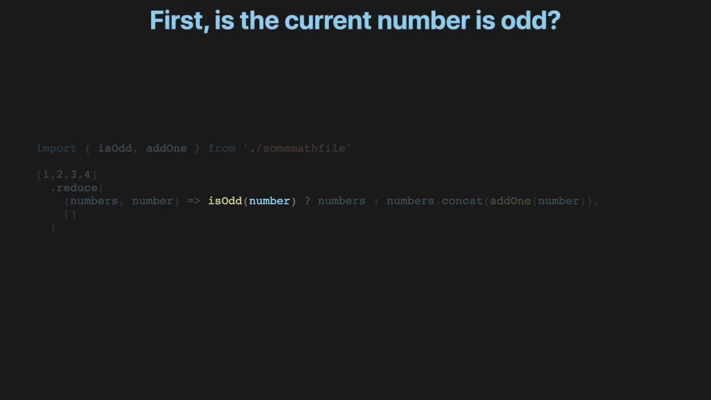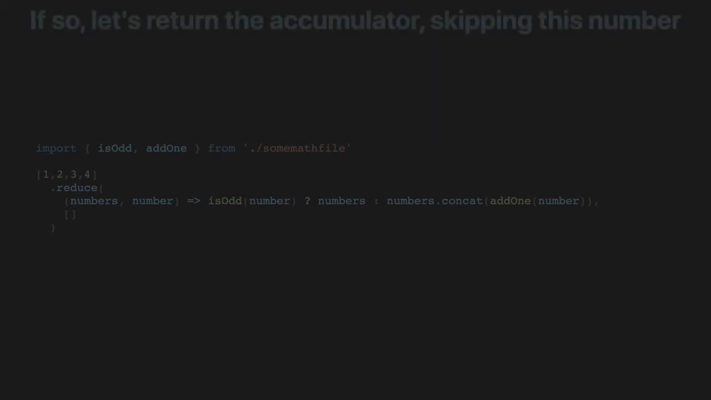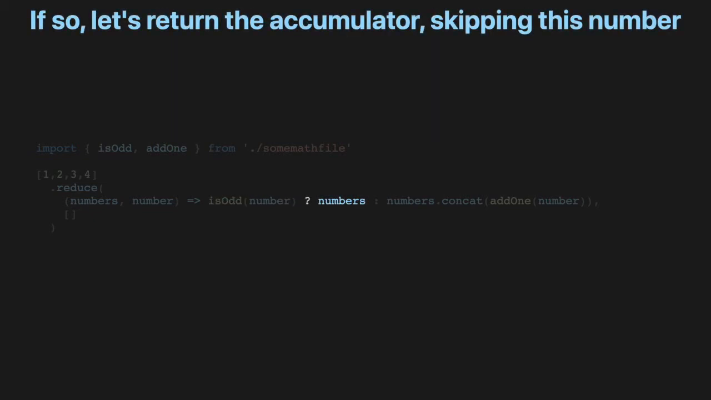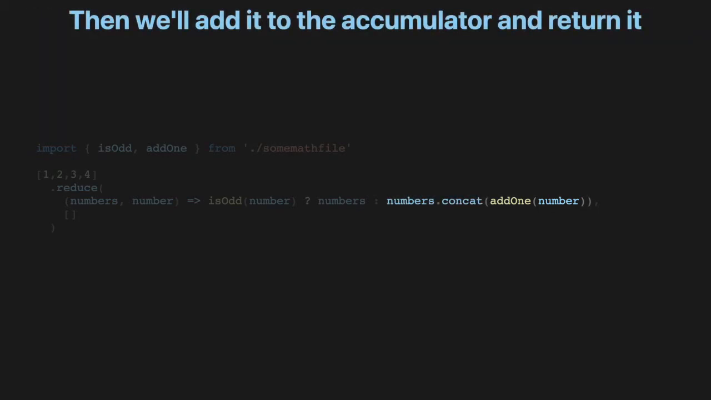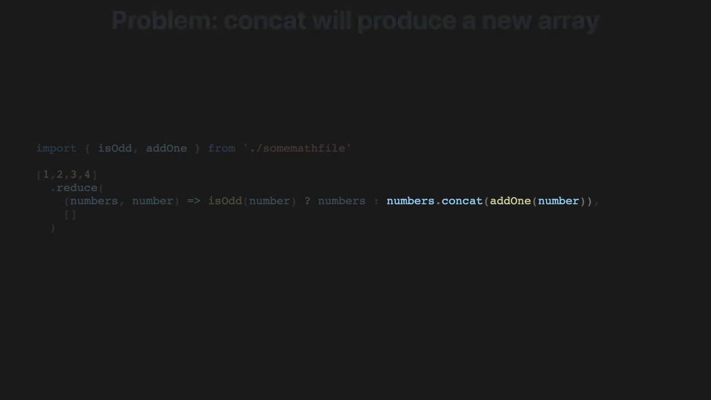But first, is the current number odd? That's our question, right? If it's not odd, well, then it's even. But if it is odd, it's not even, so we can just return the accumulator, right? We're going to skip the odd numbers. But if it is even, we're going to add 1 to it, right? That's our transformation function. And then after we add 1 to it, we're going to go ahead and add it to our accumulator and just return the accumulator.